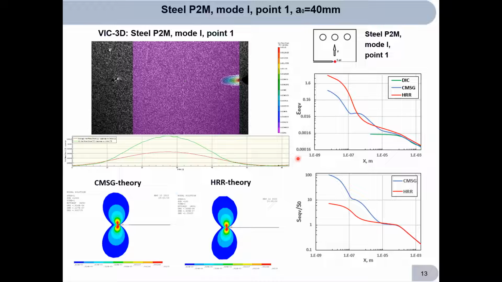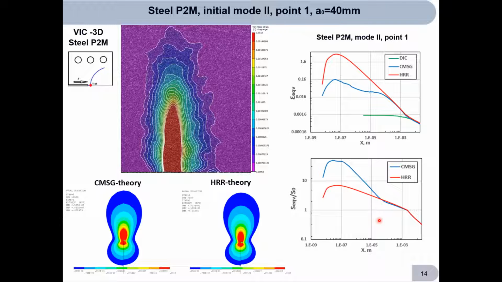On the right are the distributions of deformation along the crack extension obtained using Vic-3D, as well as calculated by the finite element method. I would like to draw your attention to the fact that our results relate to the field of nonlinearity. Here we observe a significantly plastic state, where the stresses in the crack tip area are several times higher than the yield strength.